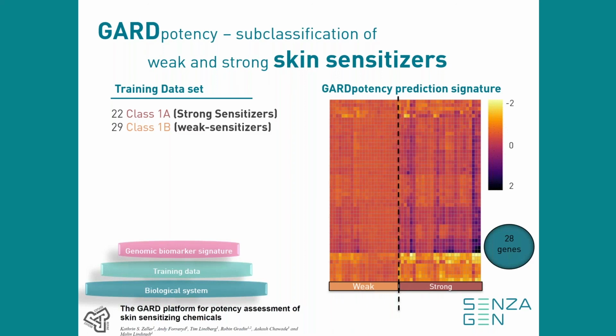On top of that, we also, of course, add our prediction model. As you can see in the heat map, there are many genes that are differentially regulated dependent on the inherent sensitizing properties of the chemicals. Just to compare this to the GARD skin model, we of course have the same setup, but we use another training data set with other labels, and we of course identified another genomic biomarker signature. The other things are similar to the GARD skin assay.